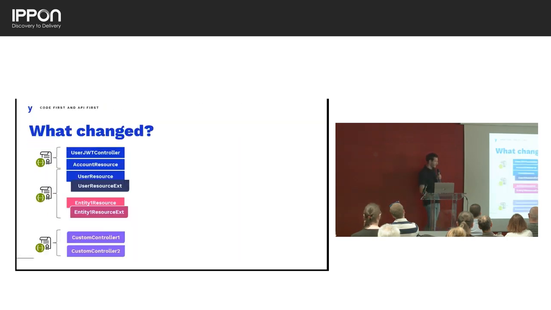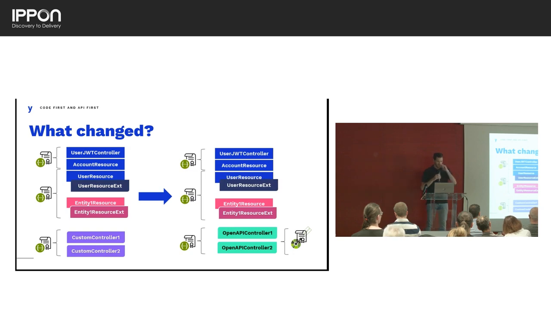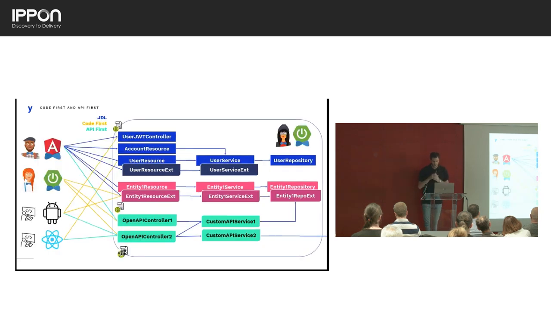Okay, so what changed now? We can decide that all the custom controllers we talked about before are no longer created manually, but are generated. So we are in a situation where the OpenAPI controllers are generated from the OpenAPI plugin, and then they are again exposed thanks to Swagger to the developers. So we have three ways of interacting with our application now.